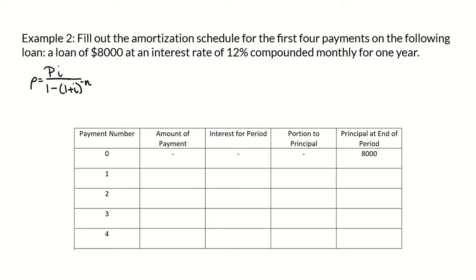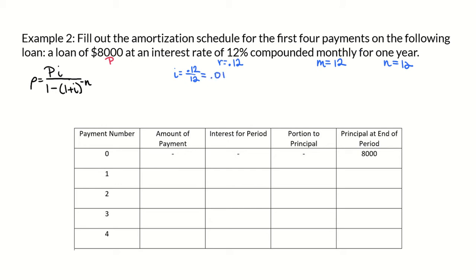Before we fill in the table, we do need to find the payment amount for this loan with these conditions. So we know the present value of the loan is $8,000. The interest rate is 12% compounded monthly, so that's 12 periods per year, and for 1 year. So that means we'll have 12 total periods. And the rate per period i is going to be r over m, so 0.12 over 12, so 0.01.